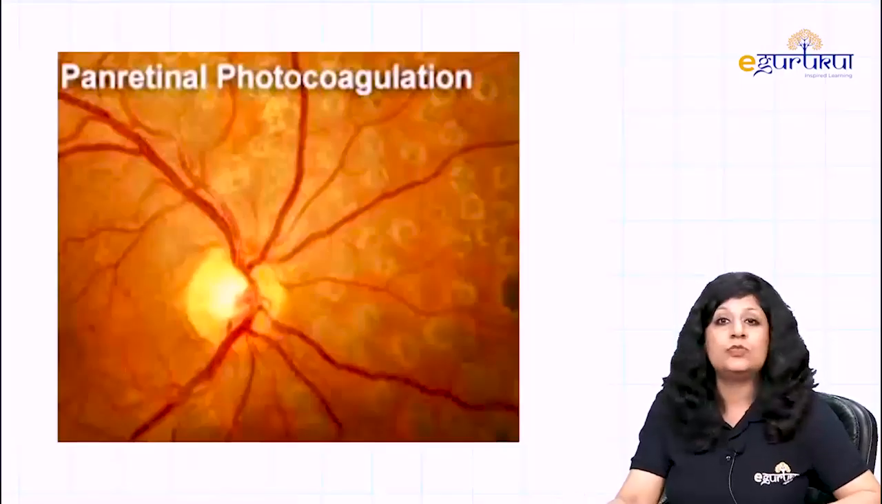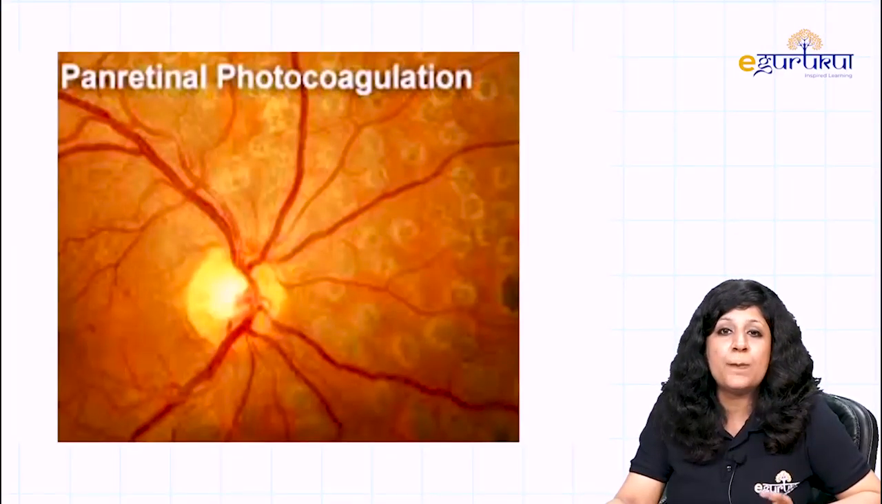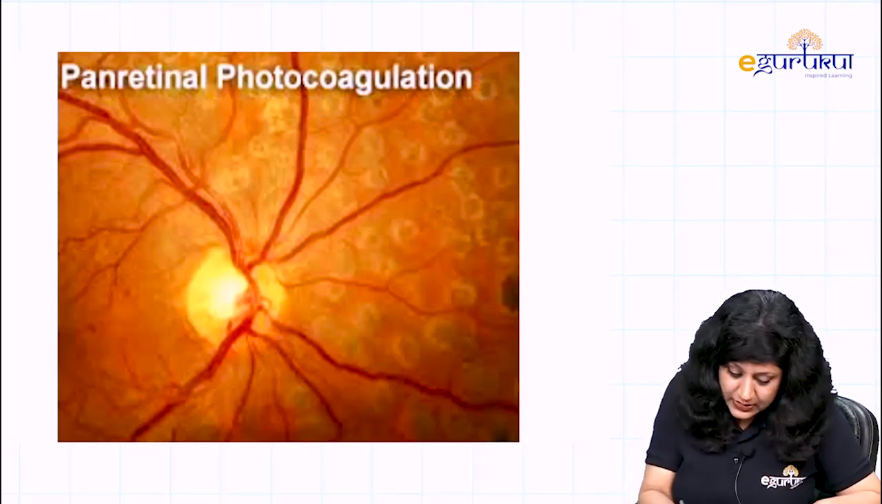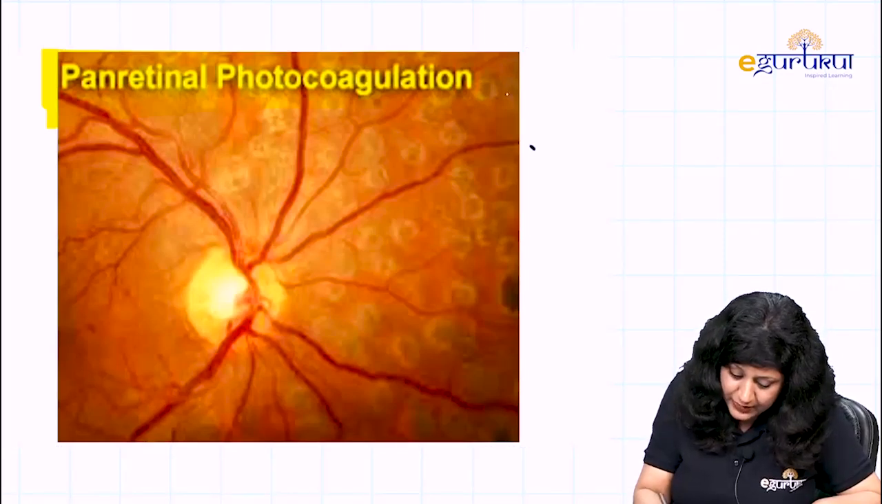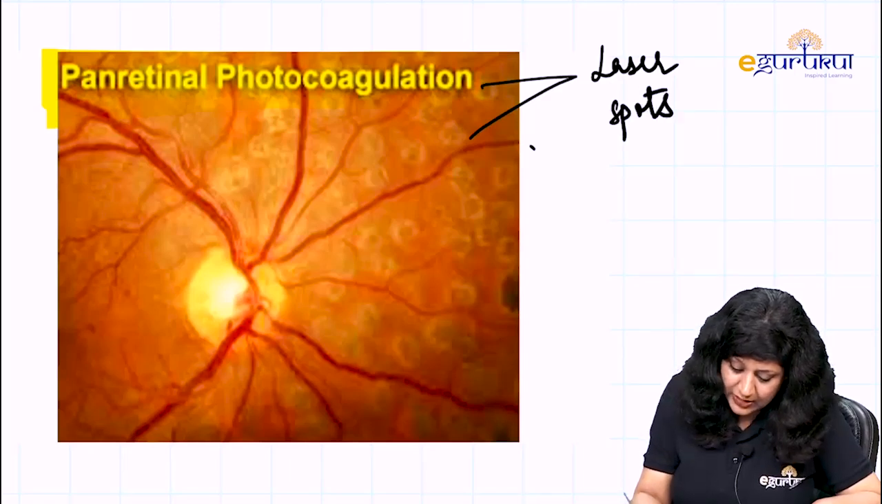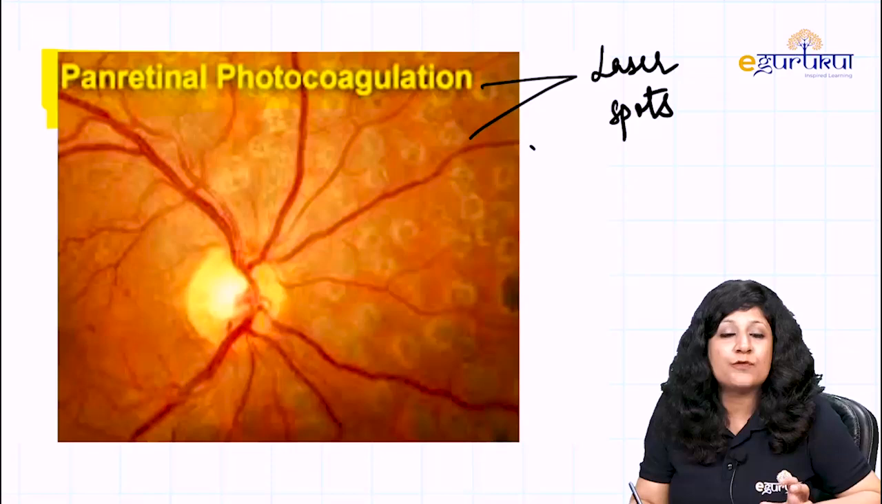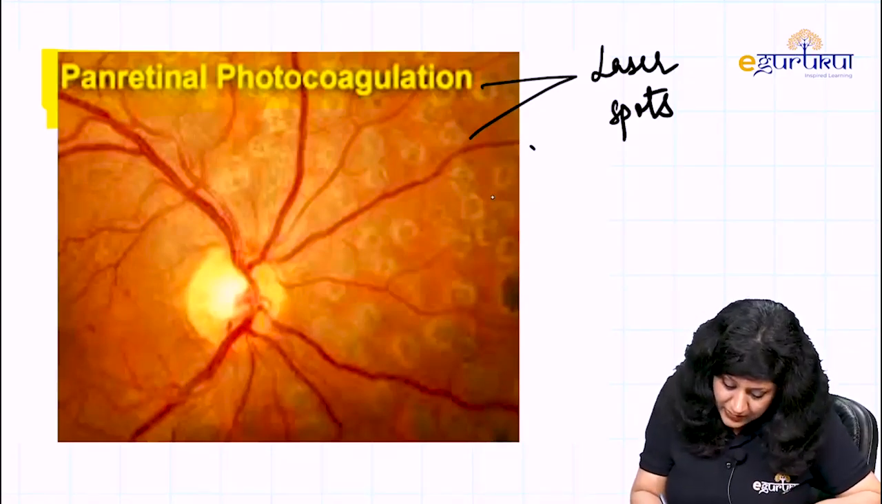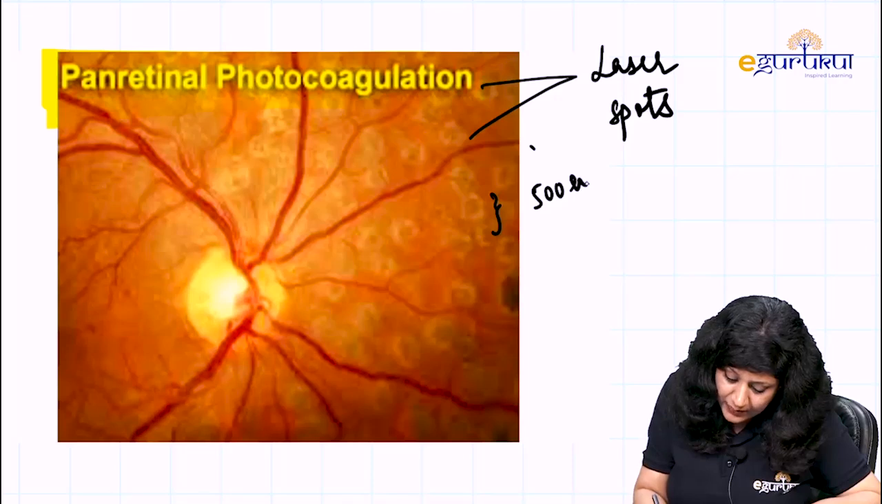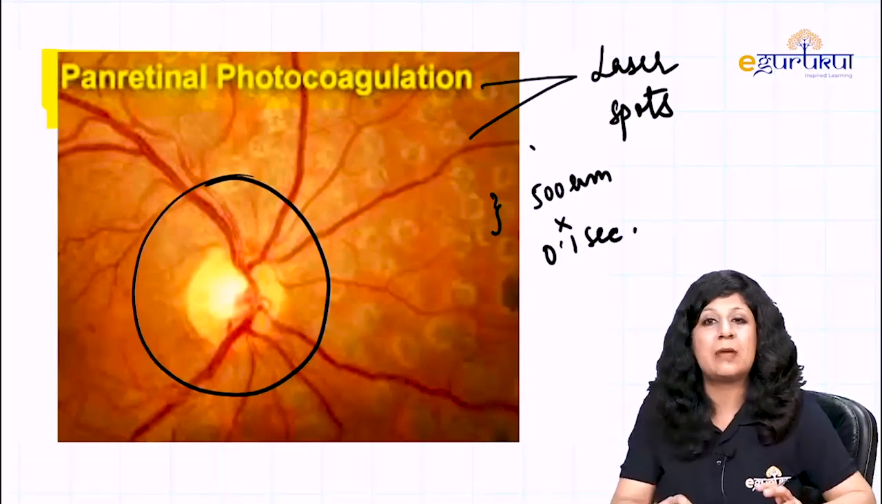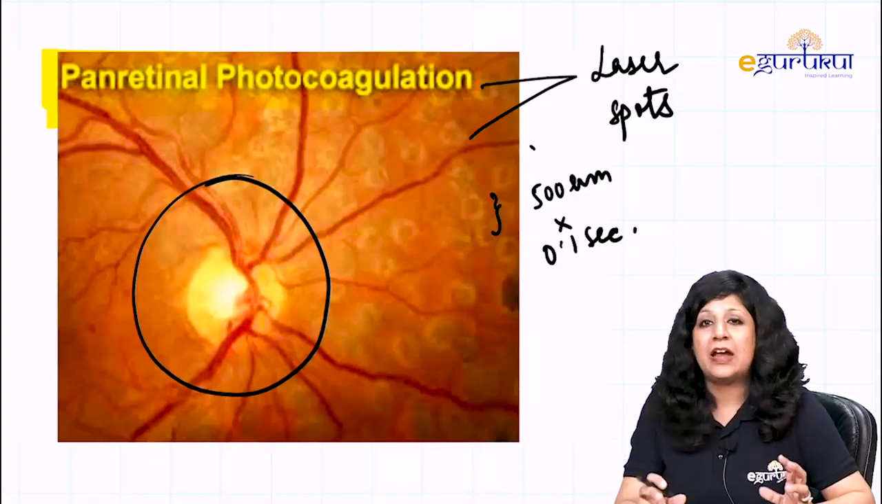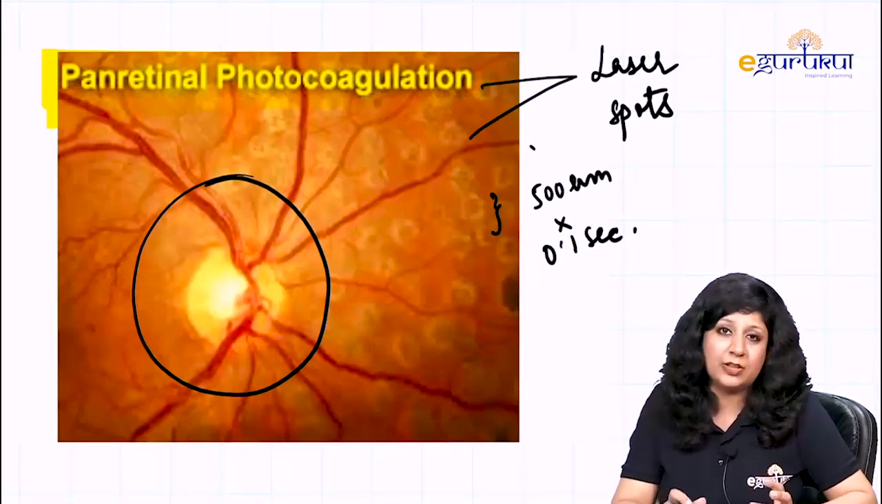Okay. Now this is the image showing you pan-retinal photocoagulation. Can you see here we have given so many laser spots, and the laser spots given here will have a size of 500 microns, and the distance between two spots will again be 500 microns, given for a duration of 0.1 second. So this is how we have left the optic disc area and the macular area spared, and we have tried to cover the whole of the retina with laser spots.